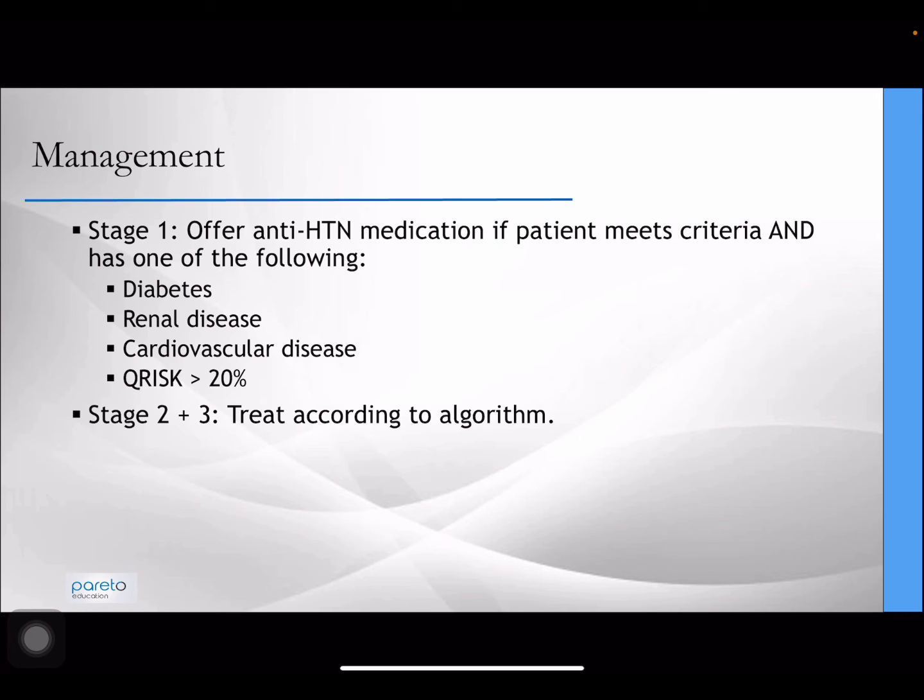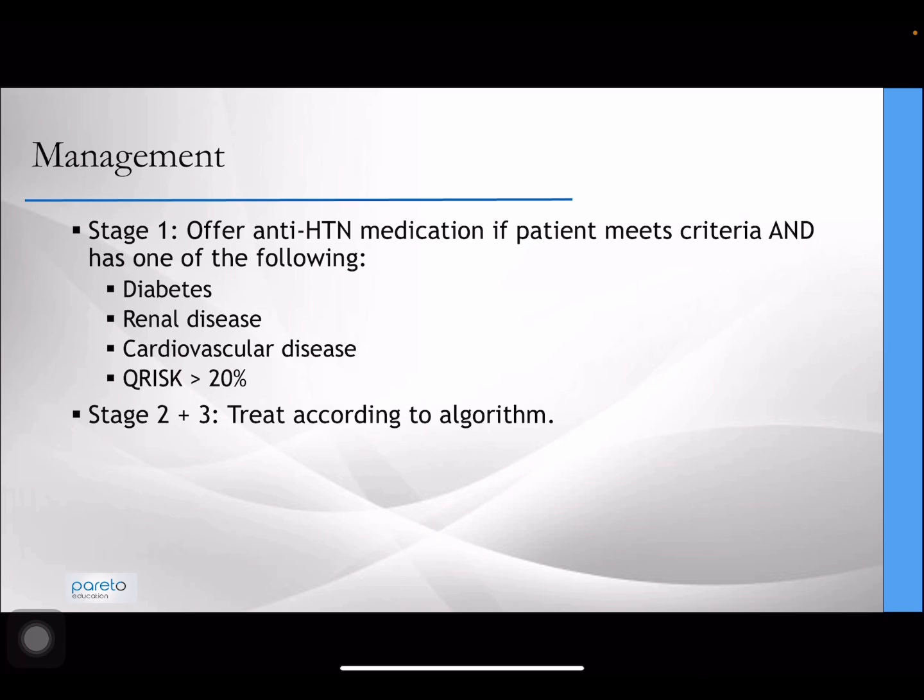Not necessarily. If you get an exam question that asks you what to do once someone has hypertension, and if they've got stage 1 hypertension, you only start them on medication if they've either got diabetes, renal disease, cardiovascular disease, or calculated Q risk of more than 20%. Otherwise, it's important to offer lifestyle interventions to begin with.